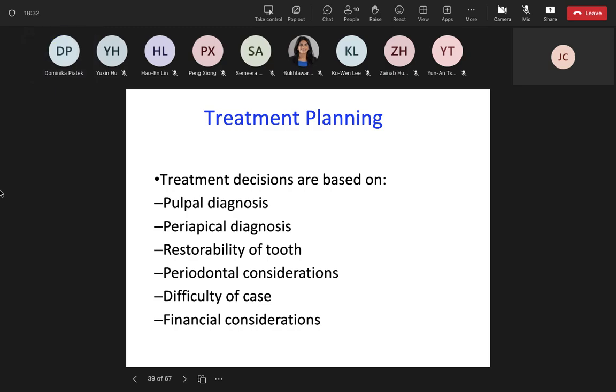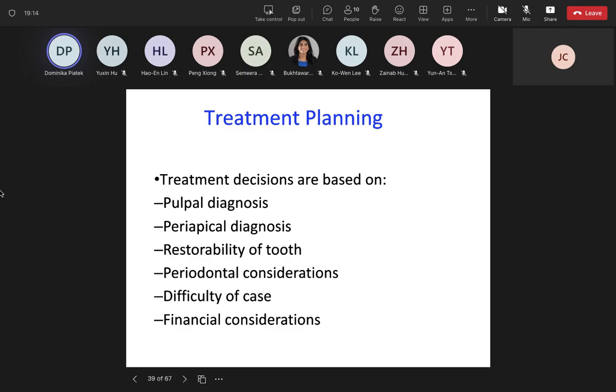We need to think about treatment, how we should plan it and what should be done for that patient. Our decisions should be based on many factors, which are pulpal diagnosis, periapical diagnosis, and restorability of the tooth. So if it's possible to restore the tooth properly, to be able to maintain its main function, so this function connected with the chewing of food.